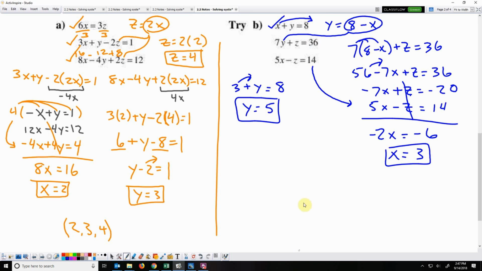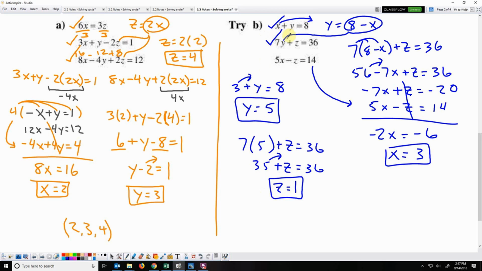Okay, now I can plug into either of the next two equations. How about the second one? 7y, 7 times 5, plus z equals 36. That's 35 plus z equals 36. And I subtract that 35 from 36, and z equals 1. I got that by plugging in there, so I know that's correct.